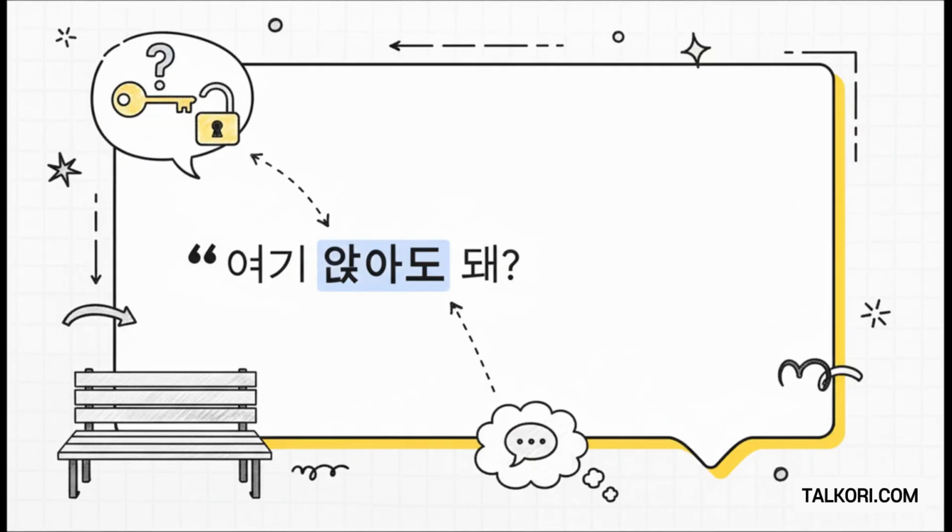And this is the magic phrase you need. 여기 앉아도 돼? It just means, can I sit here? And the little grammar pattern tucked inside this sentence, well, that's the key we're about to unlock for you.